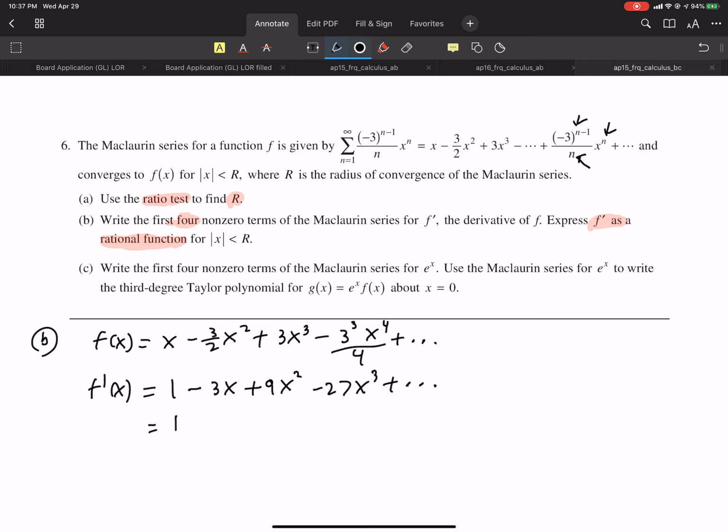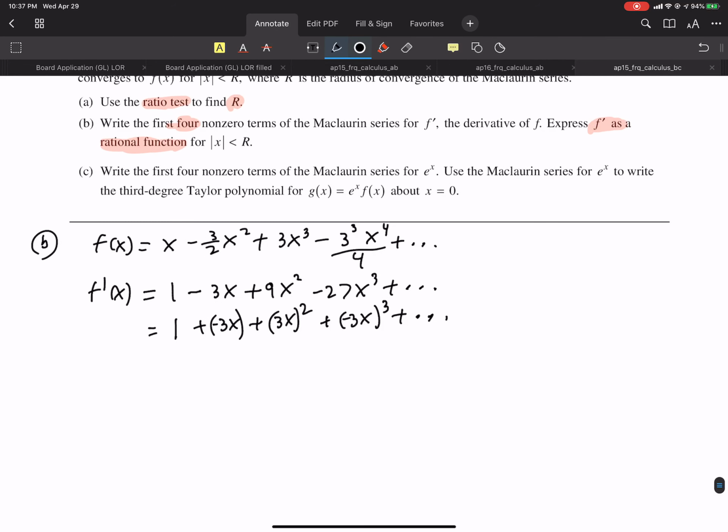This is 1 minus 3x plus 3x squared minus, or actually, yeah, we can deal with that. 3x cubed plus dot, dot, dot. Well, I probably should have put the negative inside the parentheses. Yeah, let's do that. And that's plus negative 3x. So you have to recognize this is a geometric series.